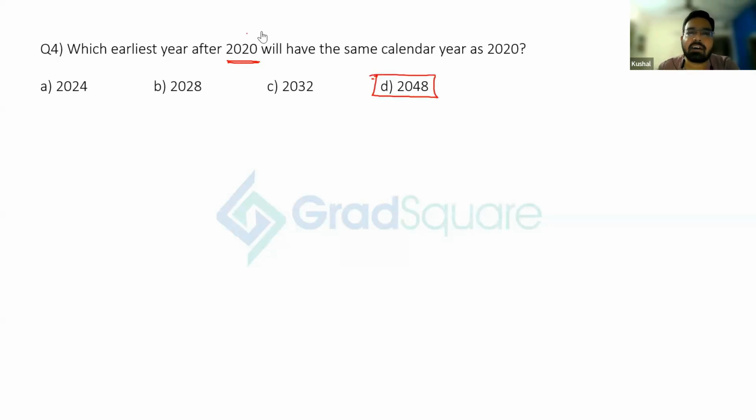Which earliest year after 2020 will have the same calendar year as 2020? Okay, so my zeroth day will become what? 31st of December 2019. With respect to this, I will try to calculate the odd number of days. Wherever the odd number of days becomes zero, I will have to look at the following year and understand, as this is a leap year, the following year should also be a leap year. And if that turns out to be a leap year, then it becomes easy for us to answer that question.